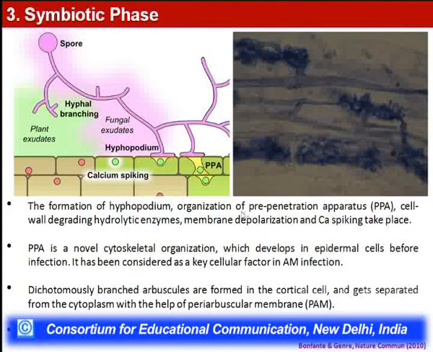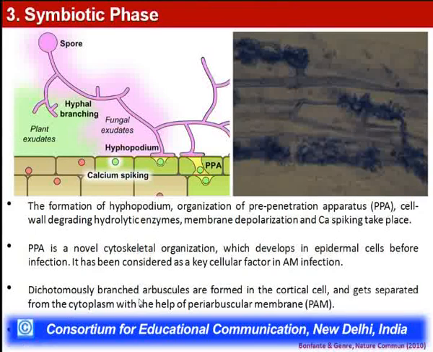It is having certain enzymes which are required for the further entry of the fungal hyphae. So, organization of pre-penetration apparatus, cell wall degrading hydrolytic enzymes, as I told you, membrane depolarization and calcium spiking take place during this phase. The pre-penetration apparatus is a novel cytoskeletal organization which develops in epidermal cells before infection. It has been considered as a key cellular factor in arbuscular mycorrhizal infection or colonization.